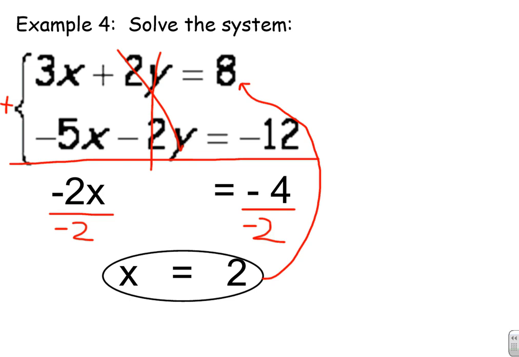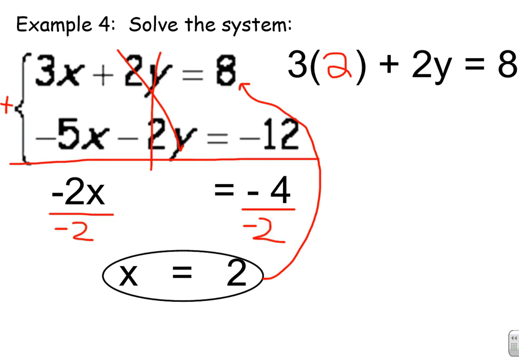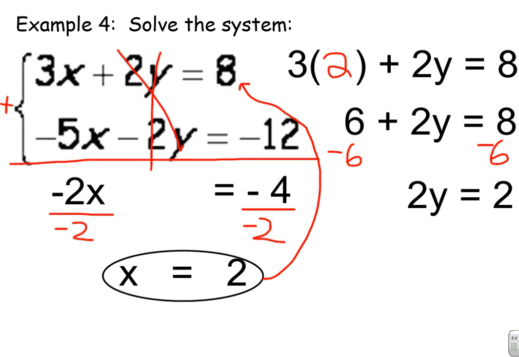I chose the top equation. I rewrote it with parentheses instead of the variable. I plugged in 2, which is what I got when I solved for x. 3 times 2 is 6, plus 2y equals 8 drops down. We're solving for y. 2y are our lovebirds, so we subtract 6. 2y equals 2, so we divide by 2 on both sides.